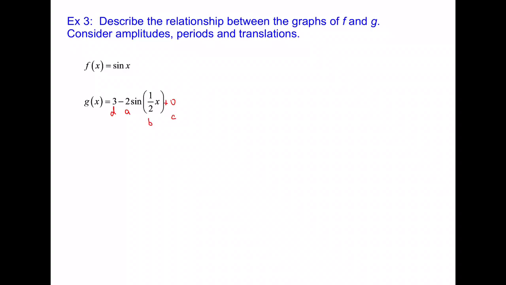Three units up. So we'll have a vertical shift 3 units up, and that's different from the parent function. Let's go to the next one, which is the a value being negative 2.